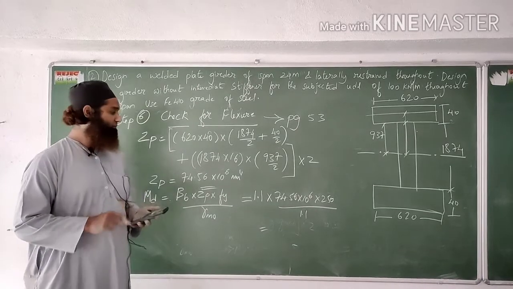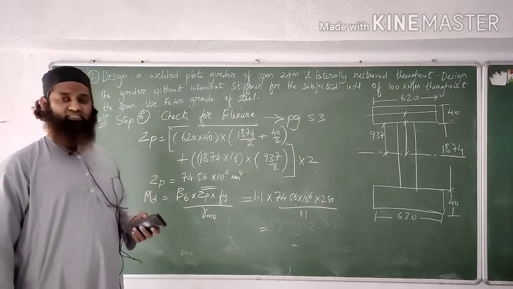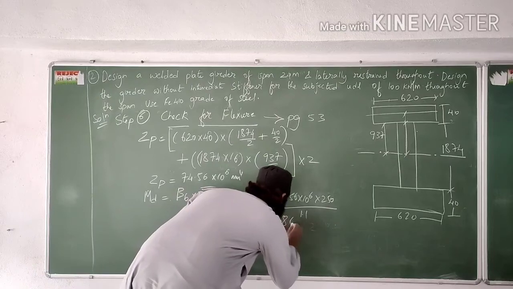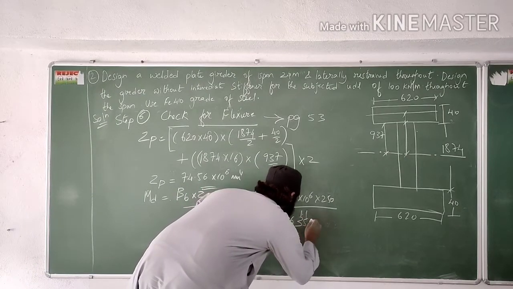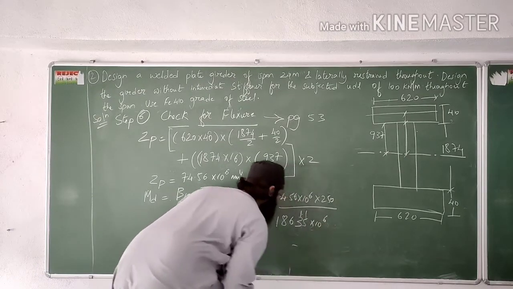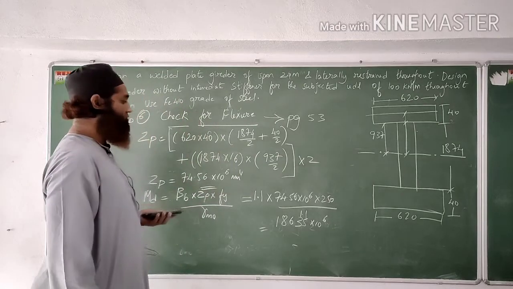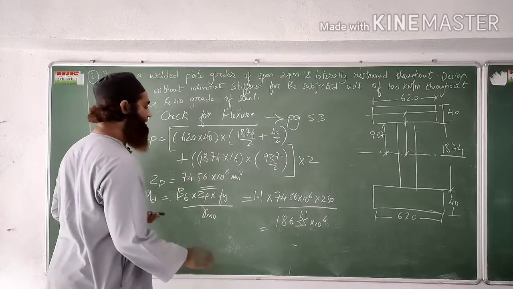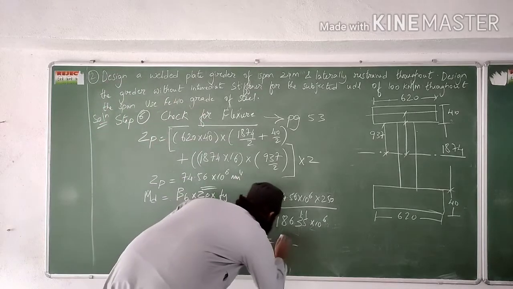So this value I am getting as 18,635 into 10 to the power of 6. This is in Newton mm. In kilonewton meter it will be 18,635 kilonewton meter.